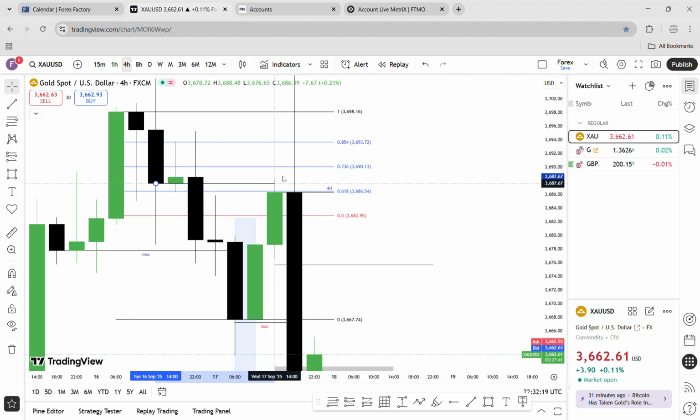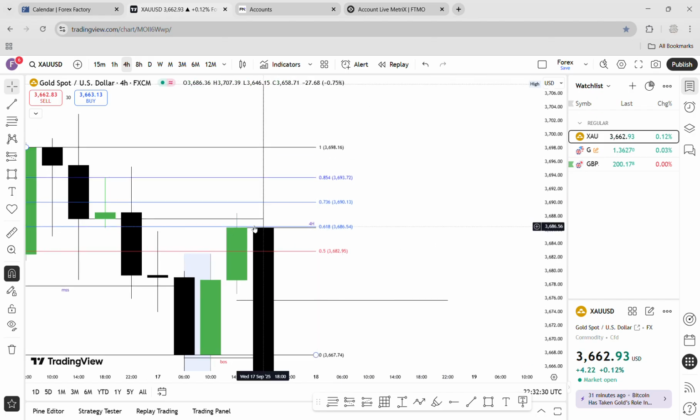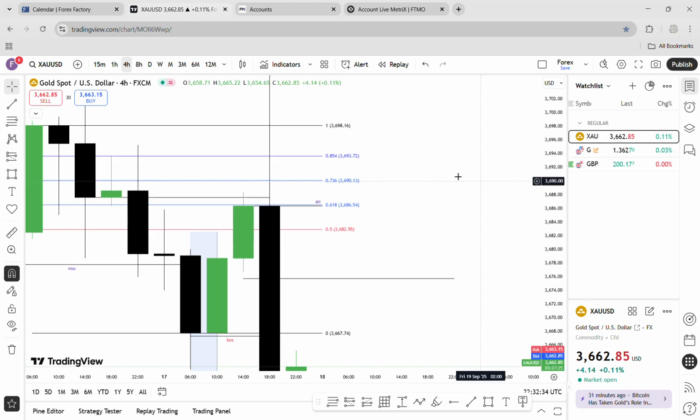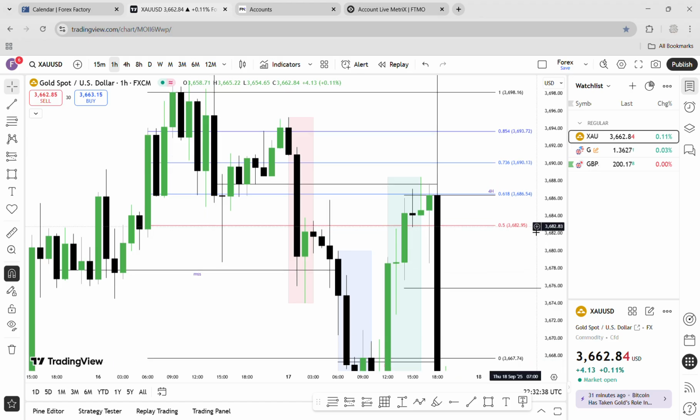So now, when price traded into this area, it rejected. Do you know what you wanted to see? A shift in market structure to the downside. But unfortunately, it didn't occur. Why? Because of the news. You understand? But if you go to the 1 hour, let's go to the 1 hour.